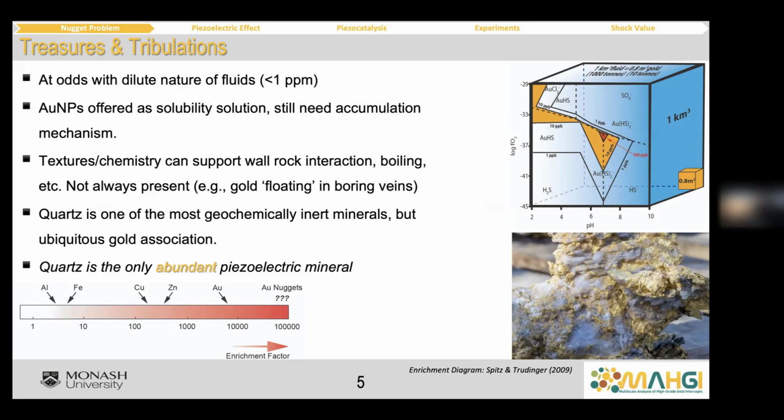Sometimes you can find gold sort of floating in the center of a boring vein. So let's say you have some 2-meter bulk quartz vein, and then there's just a big chunk in the middle, and you're like, oh, okay, now it's getting a little bit more difficult to blame a mechanism for this. But one thing that's common is, of course, quartz veins, right? They're one of the most inert minerals once formed. And it's also the only abundant piezoelectric mineral. There are other non-centrosymmetric minerals that can be piezoelectric. Tourmaline is probably the second most abundant one, especially in association with gold. But quartz is by far the most abundant piezoelectric mineral that we have.